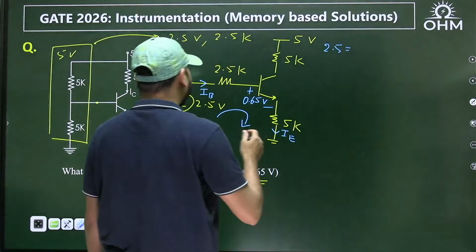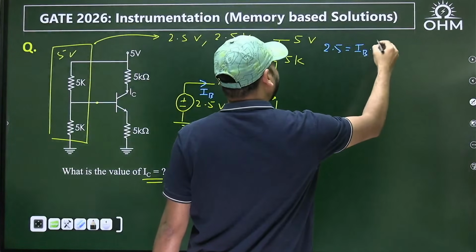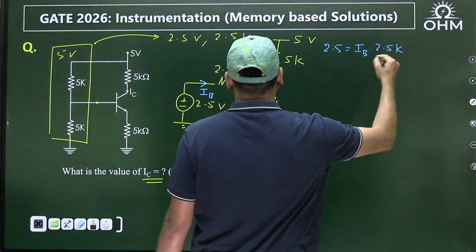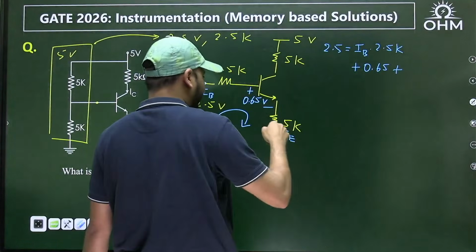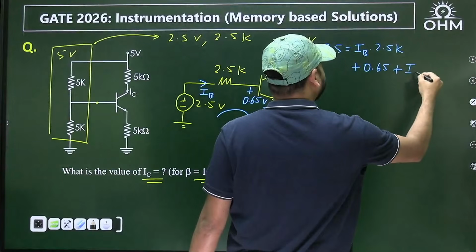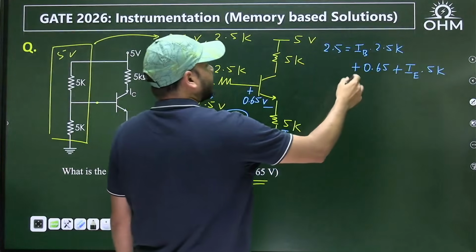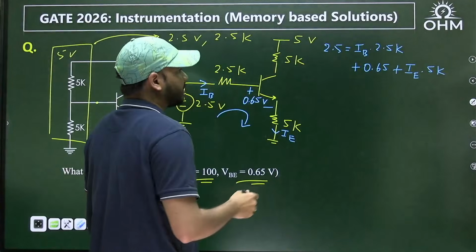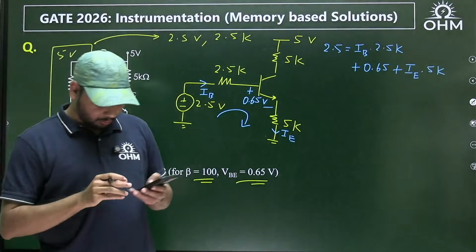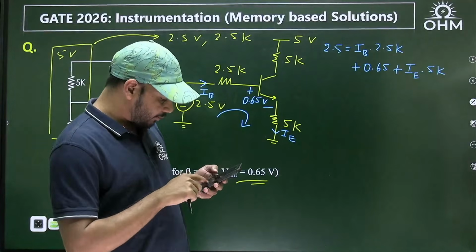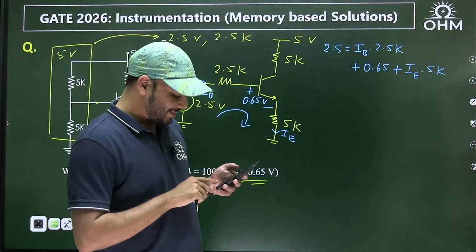2.5 is equal to IB times 2.5K plus 0.65 plus IE times 5K. Okay. 2.5 minus 0.65 is what?